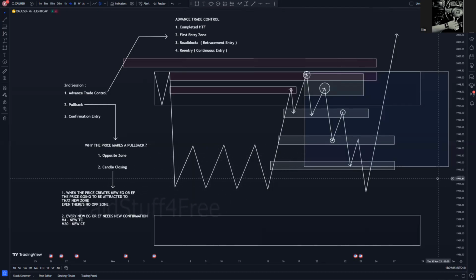Okay, get it? Is that a question? Yeah, it makes sense, right? This thing is not as easy as we think. It's not as simple as we think. But when we master all of this, it's going to be okay.